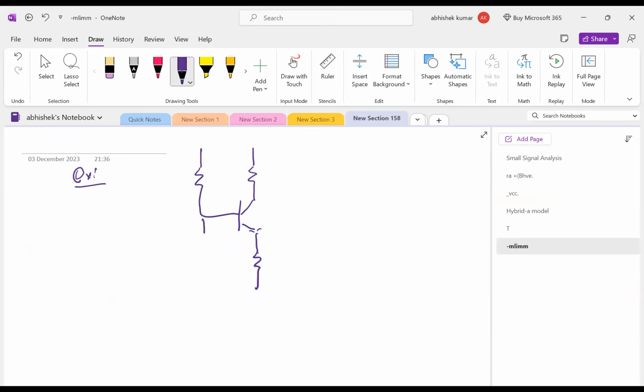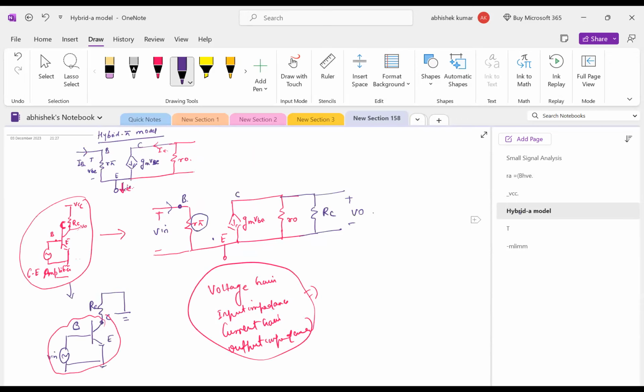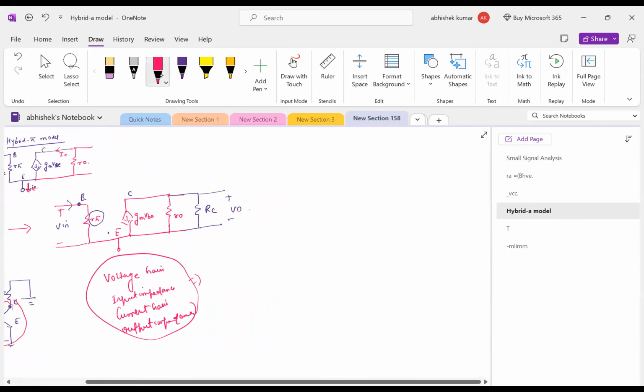But sir, we haven't talked about RE yet. Yeah, that will come. We have different models. Just now I'm talking about the hybrid model. In the hybrid model, R-pi comes. We have one more model, the T model. In that model, RE comes. Since you have asked me, I will give you a brief introduction of the T model also.